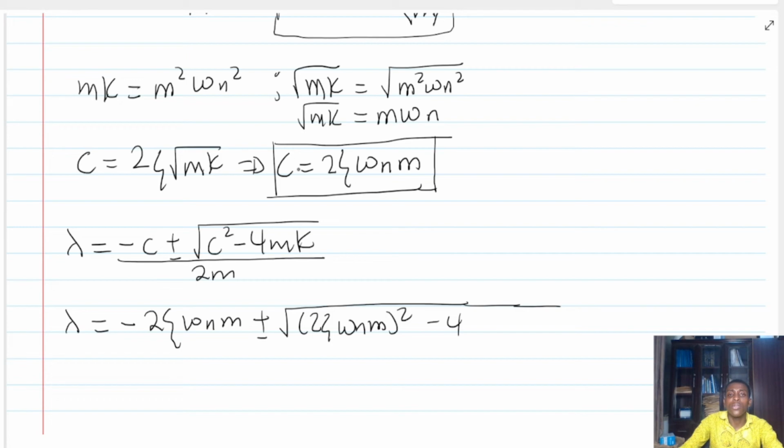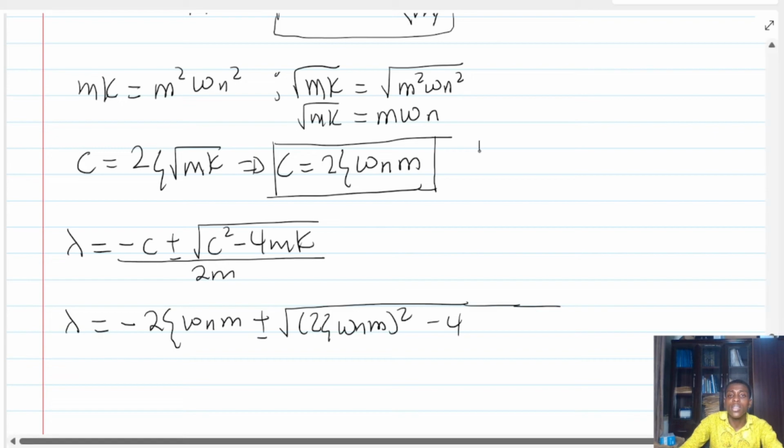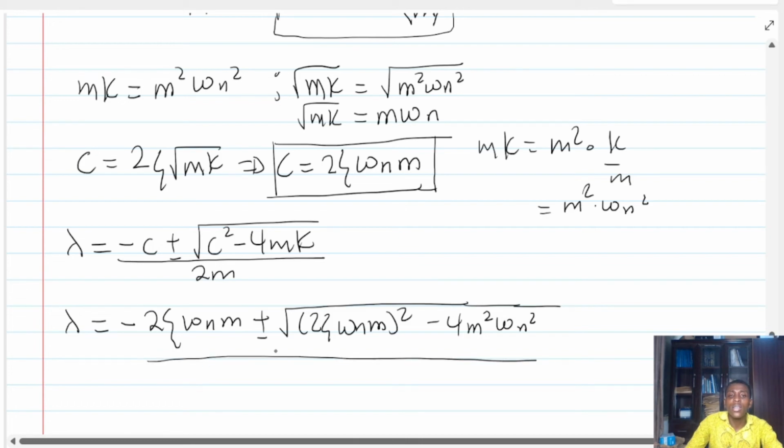Okay. No, mk is actually m squared omega n squared. But the root, okay, so this is what we are saying. mk is what? m squared multiplied by k over m. So it's going to be m squared omega n squared. So here is going to be m squared omega n squared. Then I'm going to divide the whole of this by 2m.